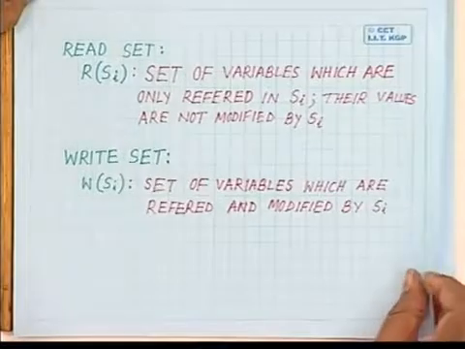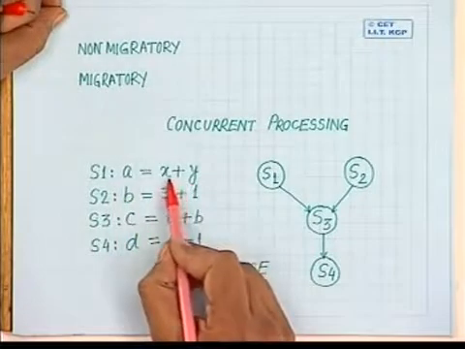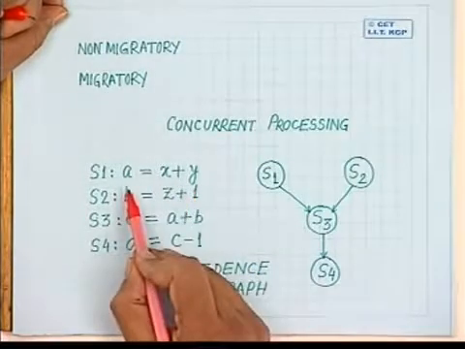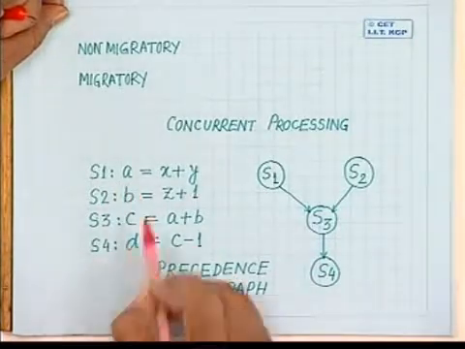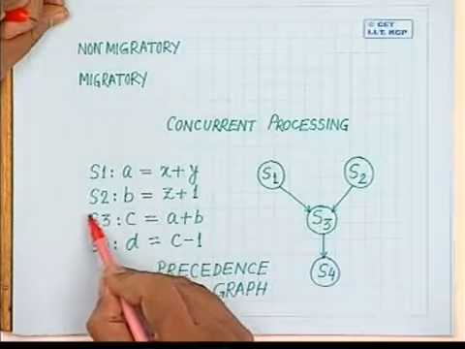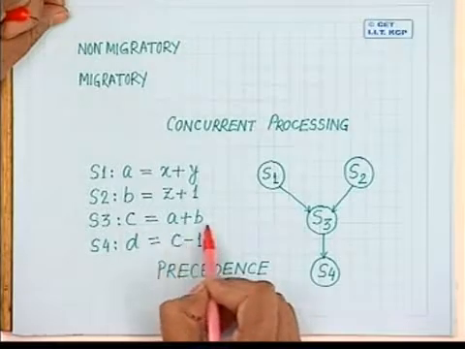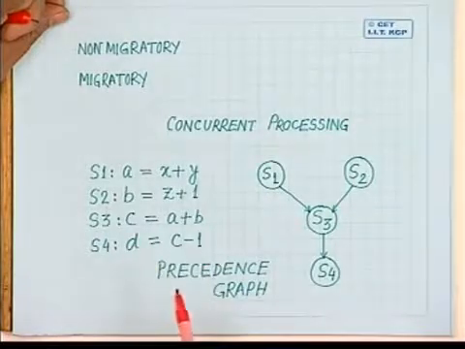So coming back to the example that we have taken, for these four statements S1, S2, S3 and S4, you find that for statement S1, the variables X and Y are only referred, but their values are not modified by S1, whereas the variable A has its value modified by S1. Similarly, in S2, Z is not modified by S2, whereas B is modified by S2. S3 modifies C, but it does not modify A and B. Similarly, S4 modifies D, but it does not modify C.